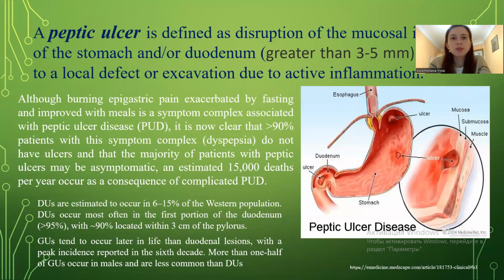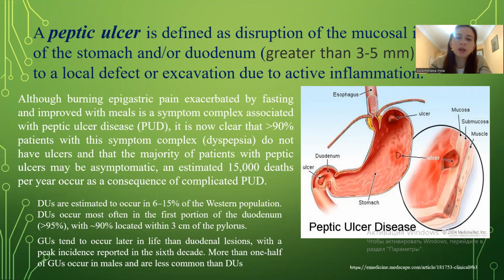A peptic ulcer is defined as disruption of the mucosal integrity of the stomach and/or duodenum, leading to a local defect or excavation due to active inflammation. Although burning epigastric pain exacerbated by fasting and improved with meals is a symptom complex associated with peptic ulcer disease, it is now clear that more than 90% of patients with this symptom complex don't have an ulcer, and that the majority of patients with peptic ulcers may be asymptomatic.